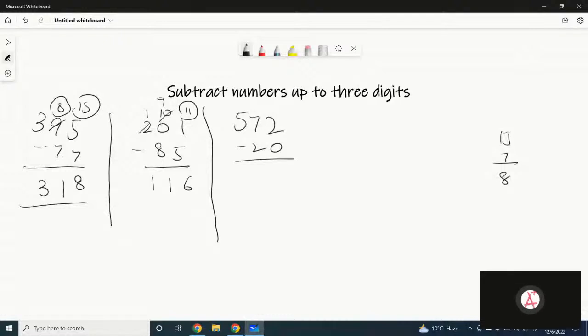So 2 subtract 0 is 2. 7 subtract 2 is 5, and write 5 as it is. So it would be 552. Got it, everyone? So just select the correct option and click on the OK button.